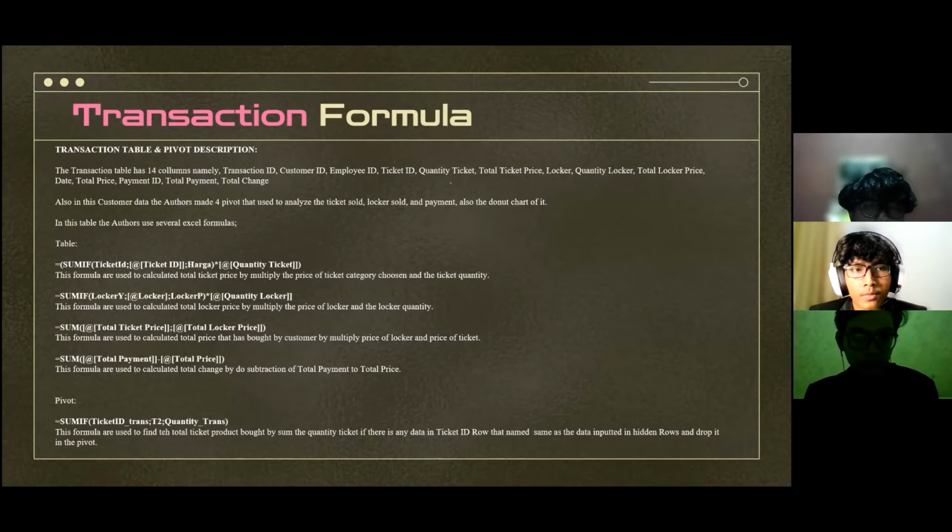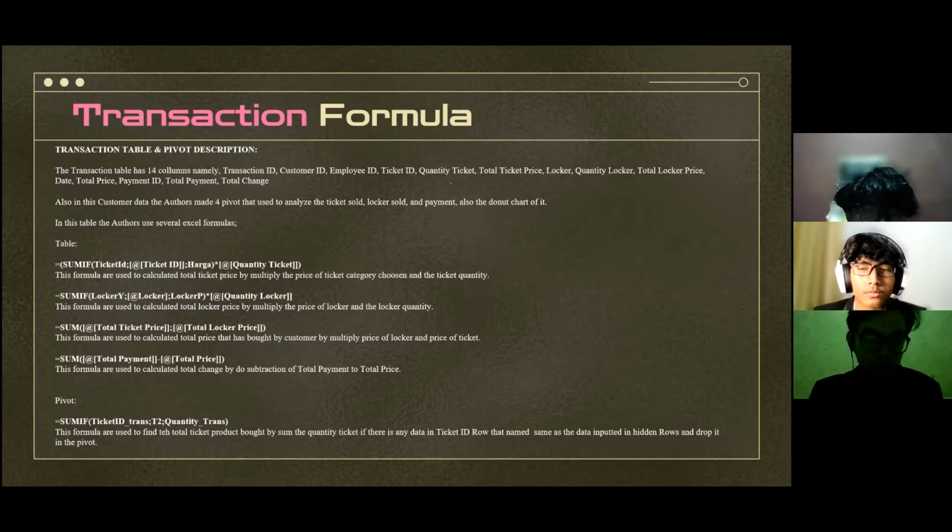Transaction formula, transaction table, and pivot description. The transaction table has vertical columns, namely transaction ID, customer ID, employee ID, ticket ID, quantity ticket, total ticket price, locker, quantity locker, total locker price, date, total price, payment ID, total payment, total change. Also, in the customer data, the authors made 4 pivots used to analyze the tickets sold, lockers sold, and payment. Also, the donut chart of it.